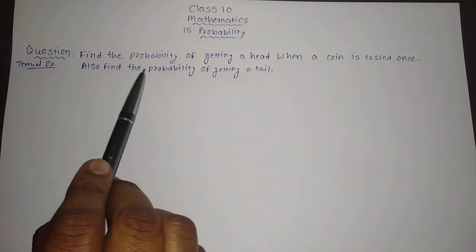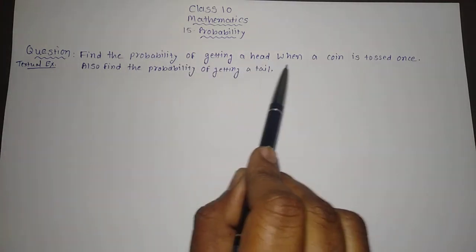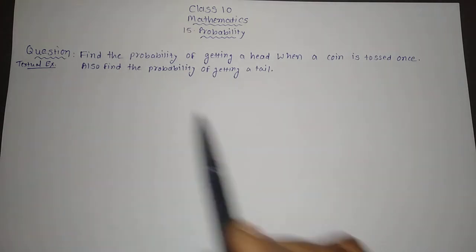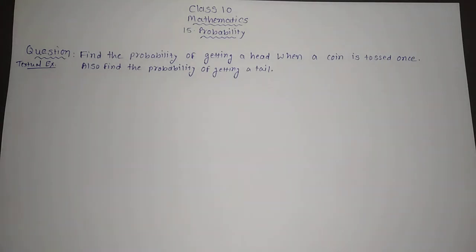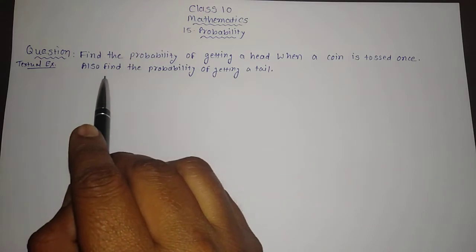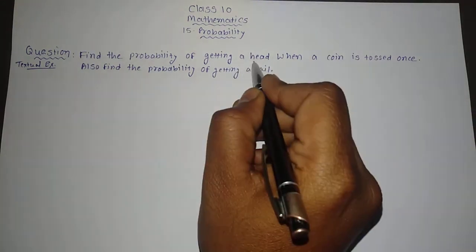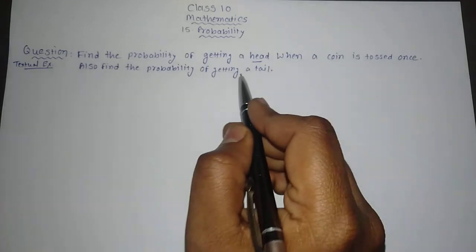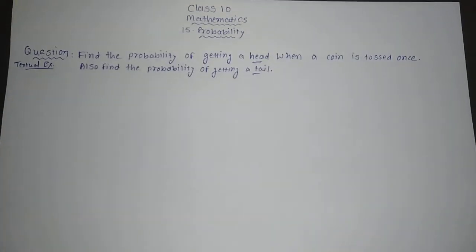Let us begin. Chapter 15 Probability. Question: find the probability of getting a head when a coin is tossed once. We have to toss the coin one time and find out the probability of getting a head. Also find the probability of getting a tail. So here we want to find two probabilities: once the coin is tossed, the probability of getting a head, and second, the probability of getting a tail. So let us begin with this.